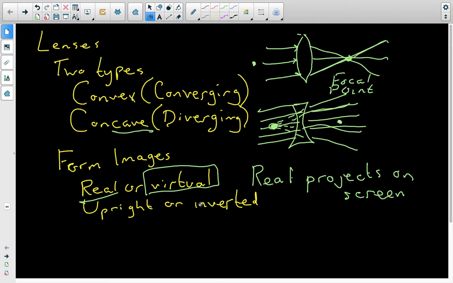And then upright or inverted. With the previous situation, when we did a ray diagram, we saw that the image was upside down. So your eyeball forms a real inverted image. Upright, we're going to see a couple of cases where it's upright. A magnifying glass is like that. If you hold a magnifying glass over a bug, the bug doesn't look like it's switched directions. It's still upright.